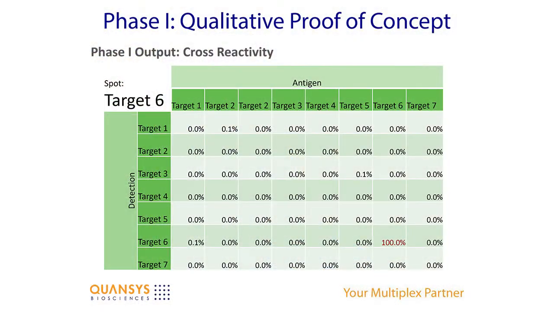So pulling out some of the data from our phase 1. For example, this would be an output of our cross-reactivity, and this would be for target 6. What we do is we will screen our match pair, so we have our capture antibody and our detection antibody, for each individual target that is going to be included in that assay. And what you're looking for is right here, this 100%.